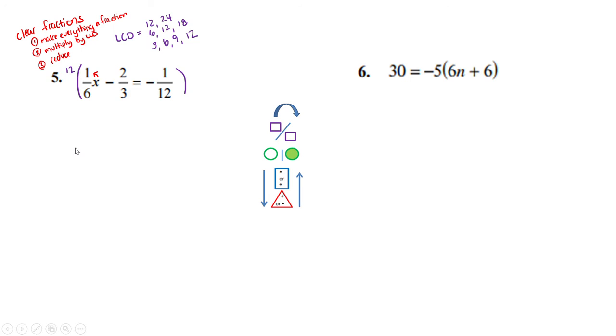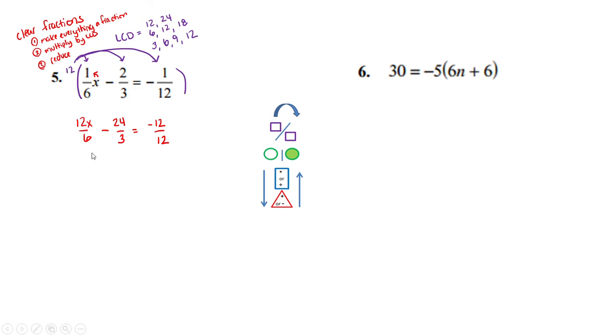So all my numerators need to be multiplied by 12. If I do that, 12 times 1x is 12x. Put that over 6. Then 12 times negative 2, just write it as minus, that would be 24 over 3. And then 12 times 1 is 12 over 12. Always keep your same denominator.